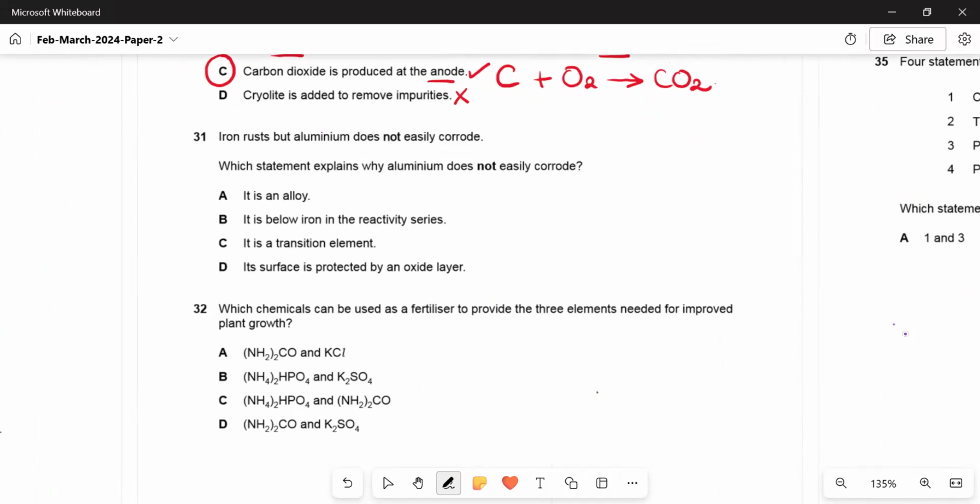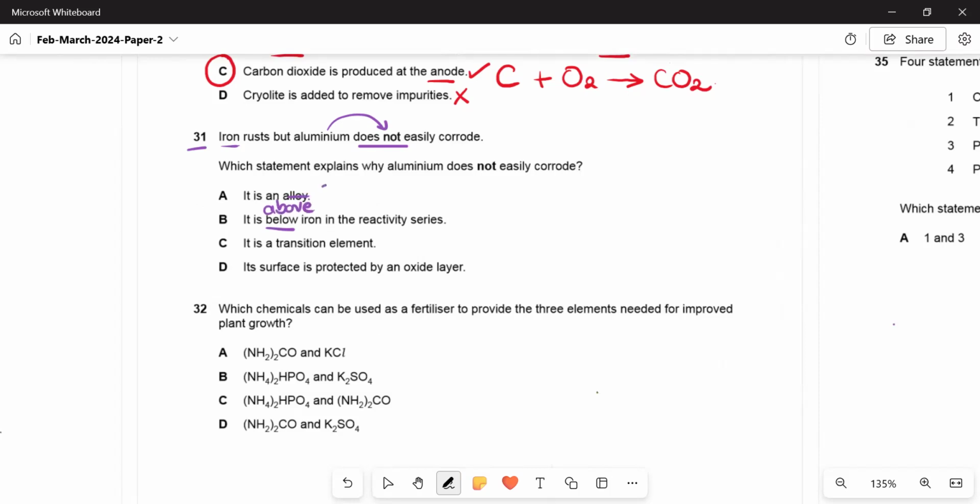Let's start. Question 31: iron rusts, but aluminium does not easily corrode. This statement explains why aluminium does not easily corrode. Aluminium is an alloy, it is below iron? No, aluminium is above iron in the reactivity series.